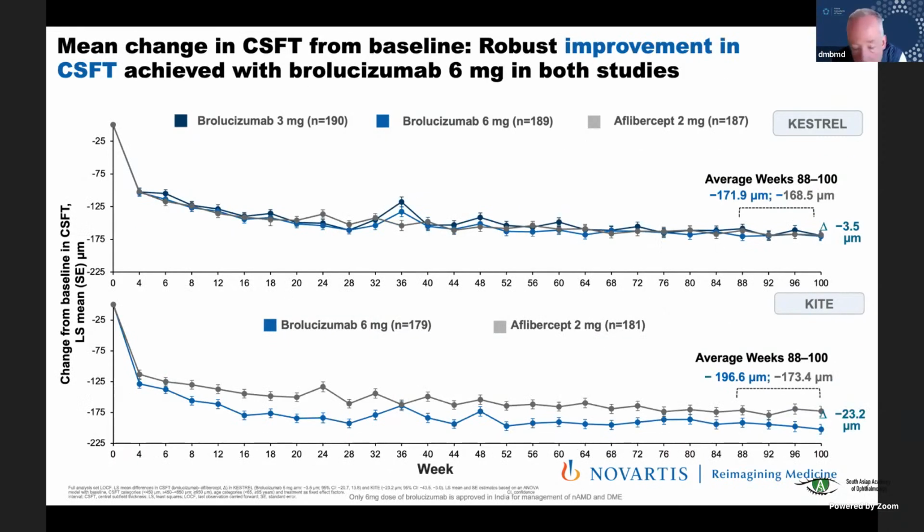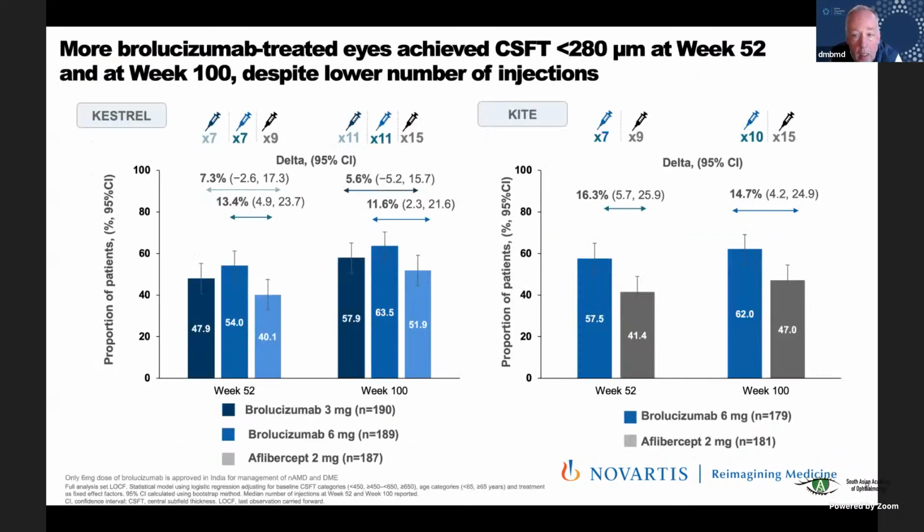Here's the mean change in thickness. Here we actually had a statistical difference, that brolucizumab was statistically better, even with extended dose intervals in Kite, really right on top of one another in Kestrel. There were drier eyes with brolucizumab. Brolucizumab is essentially 10 times the molar anti-VEGF dose of aflibercept 2 milligram. So this wasn't unexpected, but we certainly saw here that more brolucizumab eyes had a reduction less than a pre-specified 280 microns at week 52 and week 100, despite decreased injections.